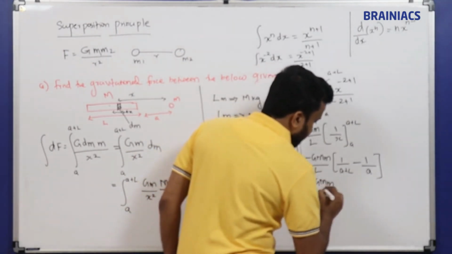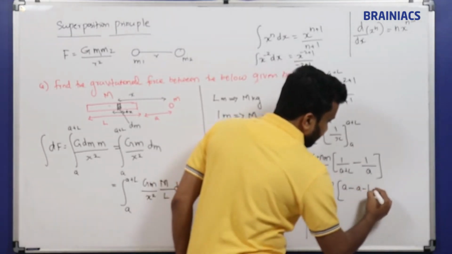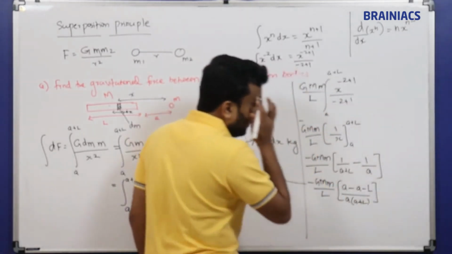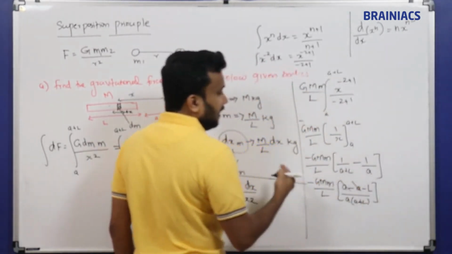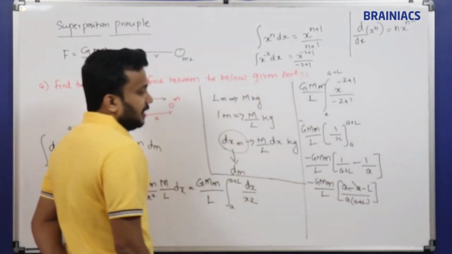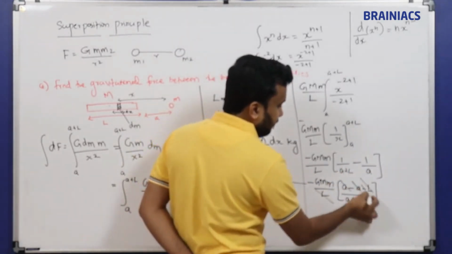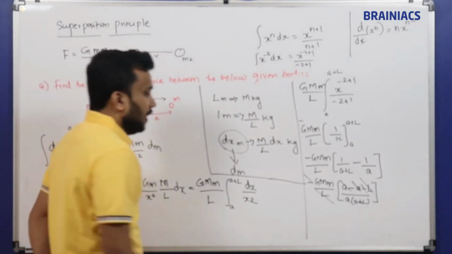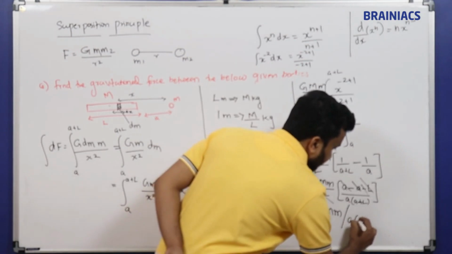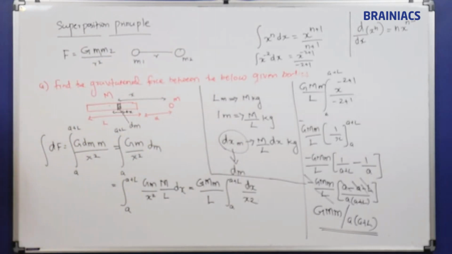Minus G m divided by L into, this will get a minus L divided by a into a plus L. Here a gets cancelled, minus L and minus L together become plus L. So this L and L will also get cancelled. So a minus L, this will get cancelled, minus will also cancel. So what will come as an answer? G into capital M small m divided by a into a plus L. This is the answer for this question.